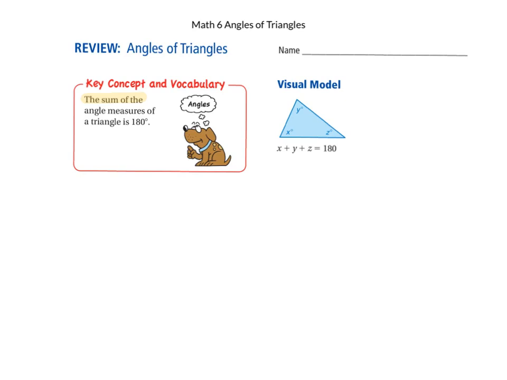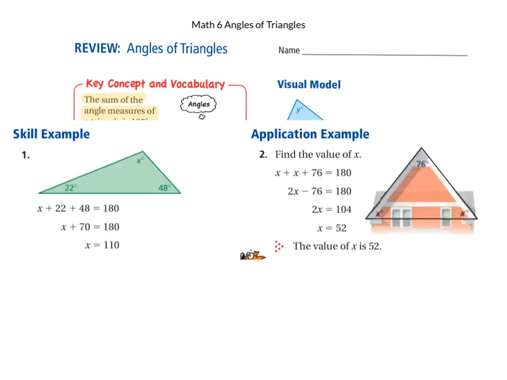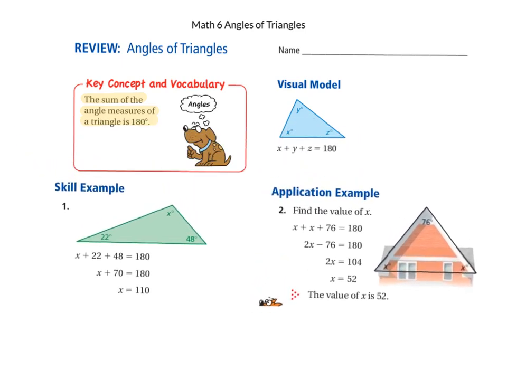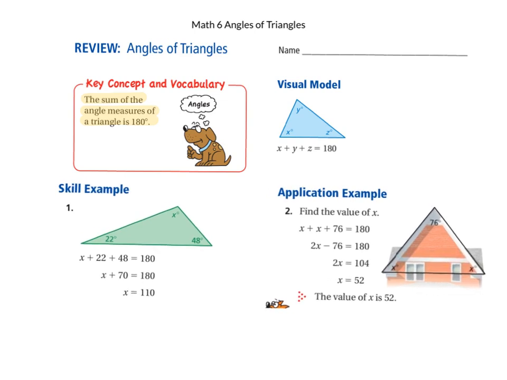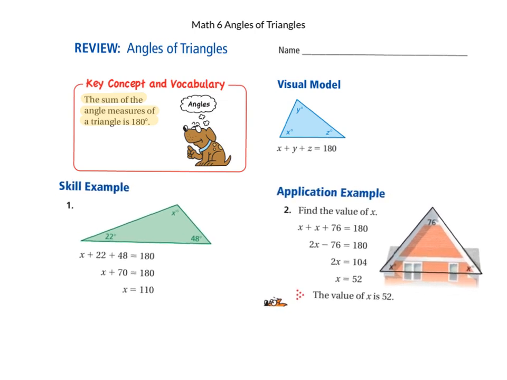The sum of the angle measures of a triangle is 180 degrees. Okay? So let's look at these examples. So you have this green triangle, number 1 right here. I put this in your journals. Sketch it if you need to. I think visual helps.